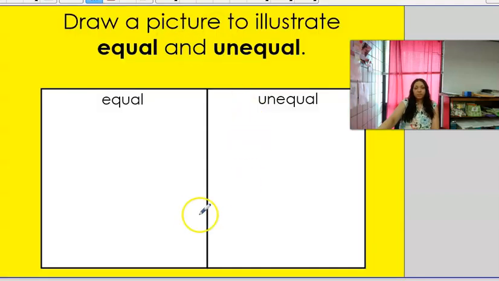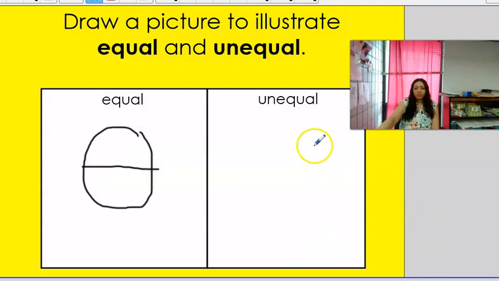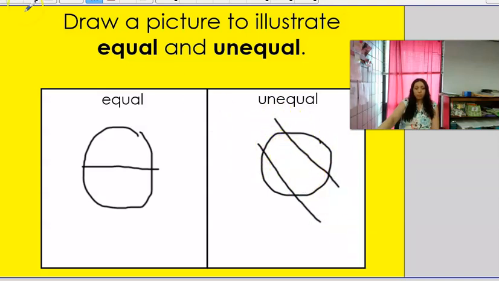So it says draw a picture to illustrate equal. So if I want to draw equal, I might draw a circle, and then I can put a line right down the middle. But if I want to show unequal, I can draw that same circle, but what if I put the lines going like this, to where that middle part has a much bigger part than the others?